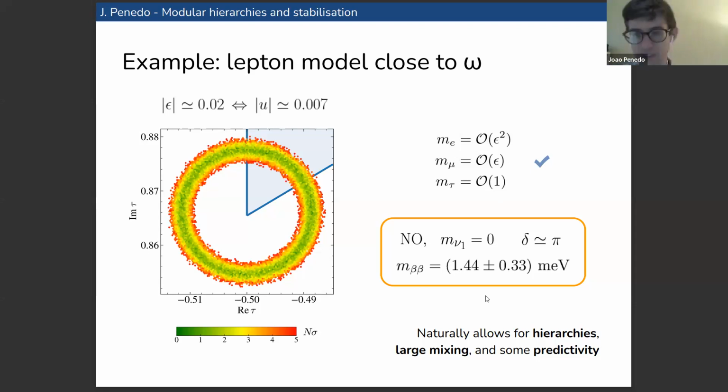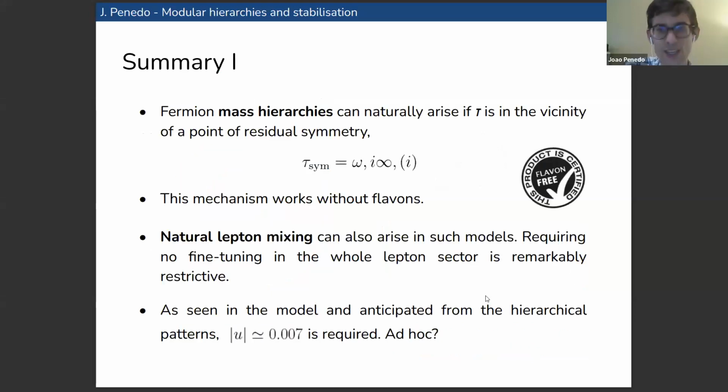So this is a model which naturally allows for hierarchies as we wanted, large mixing, natural large mixing, and some predictivity. So now I can summarize this part: fermion mass hierarchies can arise not just from tuning things, but if tau is in some special place, like close to a point of residual symmetry. You don't need flavons for this. You can get, for instance, natural lepton mixing. And it turns out that if you also say you don't want to fine-tune mixing, you have a very restricted setup. You cannot choose any representation you want, just some.